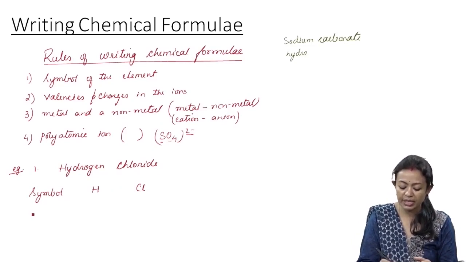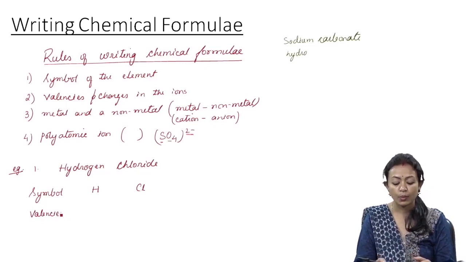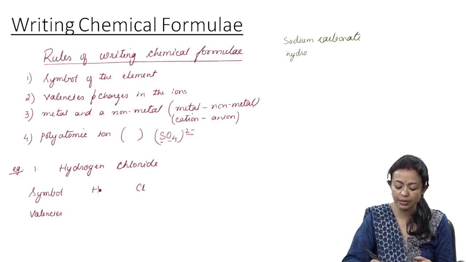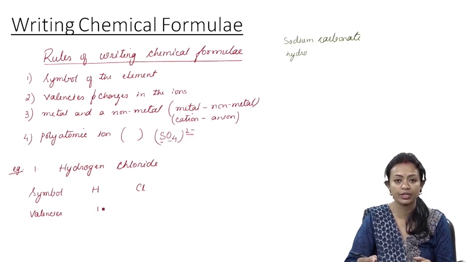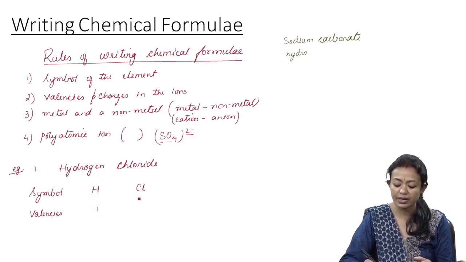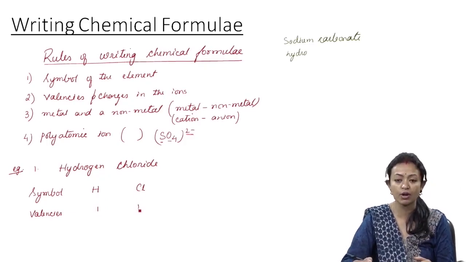Now then we need to write down the valencies. When we write down the valencies, we write down the valency of hydrogen here. We know hydrogen has a valency of 1, whereas chlorine also has a valency of -1.